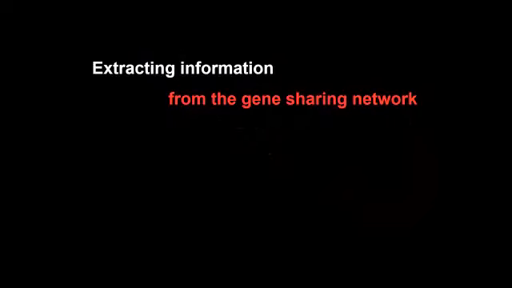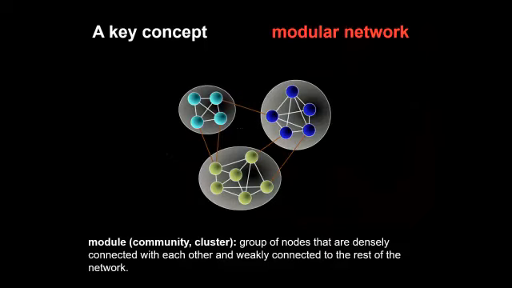So how do you extract more information from the gene sharing network? To do that, we can use some network analysis tools, such as community detection. So now I will introduce this concept of a modular network. Basically, as you can see here, a community or a module or a cluster in a network is a set of nodes that are densely connected to each other and weakly connected with nodes of other communities.